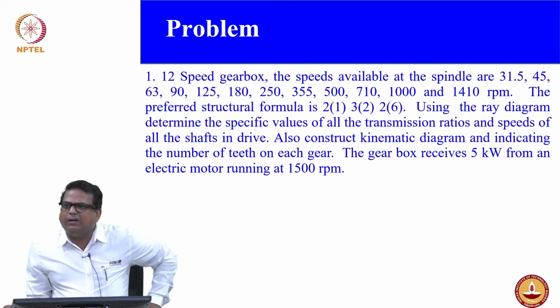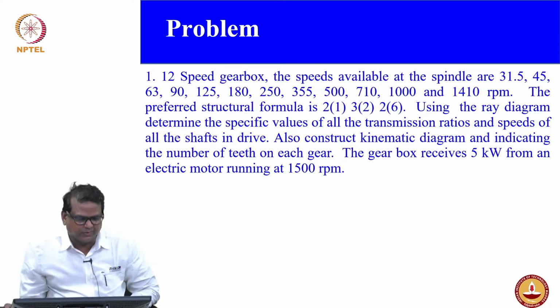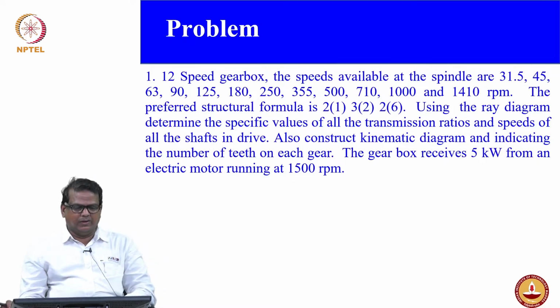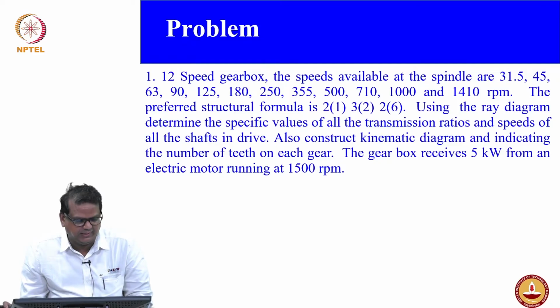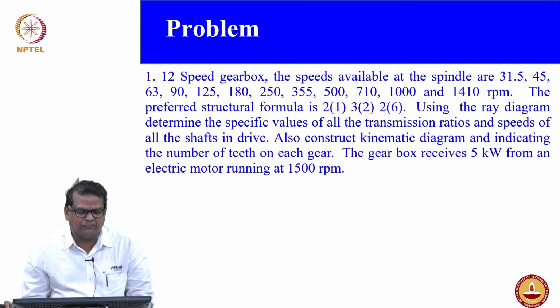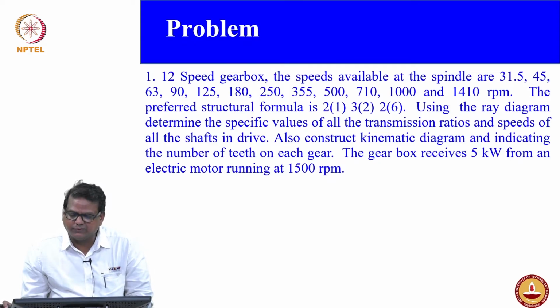So, let us move on to the problem. We will solve one problem. Okay, it is an interesting problem. A 12 speed gearbox, the speeds available at the spindles are given: 31.5, 45, 63, 90, 125, 180, 250, 355, 500 and so on, a maximum of 1410 RPM. The preferred structural formula is given as 2 of 1, 3 of 2, 2 of 6.